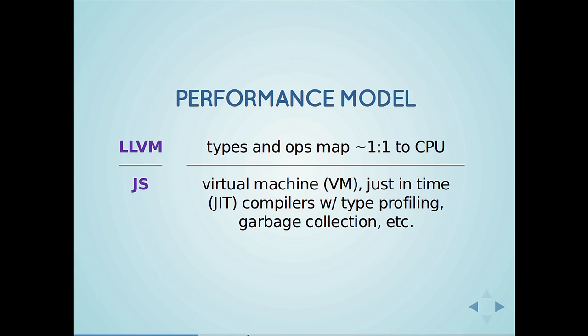The performance model between these two languages is very, very different. In LLVM, the types and operations map pretty much one-to-one to the CPU. If you have a 32-bit add in LLVM IR, it's going to be a 32-bit add on the CPU. Of course, the performance might change from CPU to CPU, but it's typically fairly predictable. Whereas in JavaScript, you have a virtual machine. You have just-in-time compilers. You have even multiple JITs with type profiling that decides when to switch. There's garbage collection. It's very, very complicated, so it's definitely not predictable. It's a completely different model where, for example, if your application is slow, you need to start thinking about all these layers to figure out why it's slow.